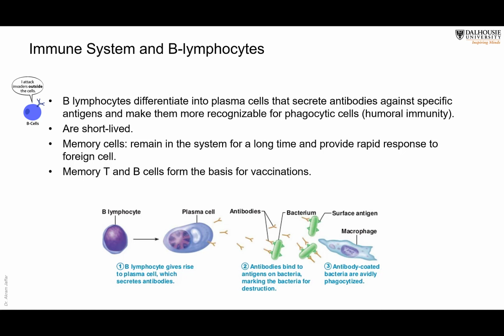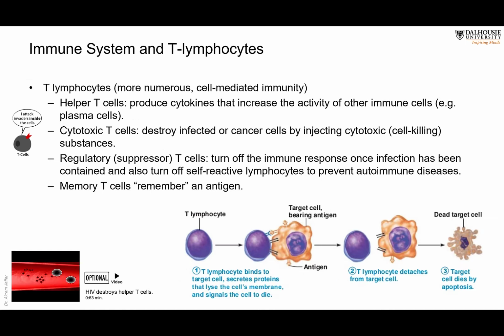These memory cells could be either T cells or B cells, and they are the basis of vaccination. That's why, for example, when you vaccinate, you are introducing the microorganism, either living attenuated or dead, and this will induce the immune response to produce a small local reaction, but at the same time, it will induce the formation of memory cells that continue circulating in the blood and can hit that organism if it invades the body the second time.